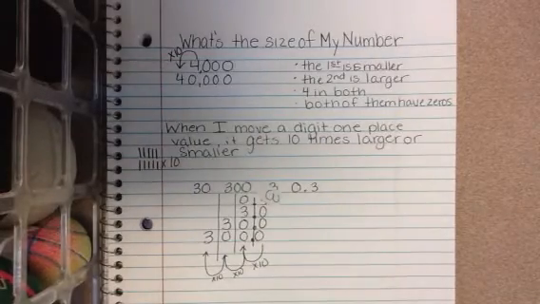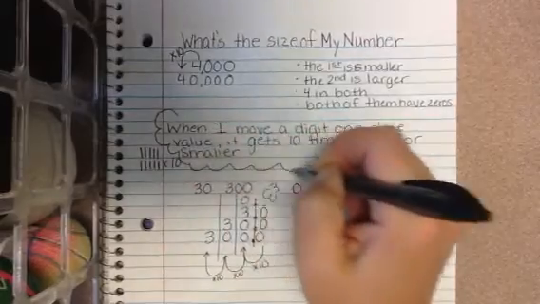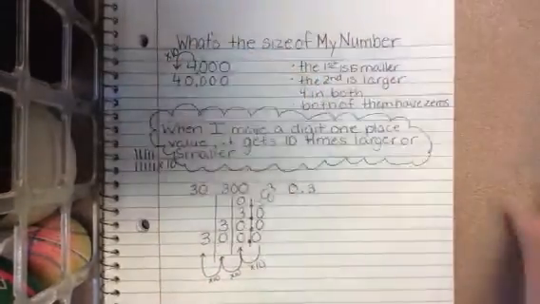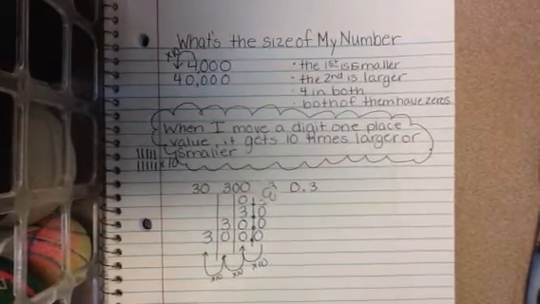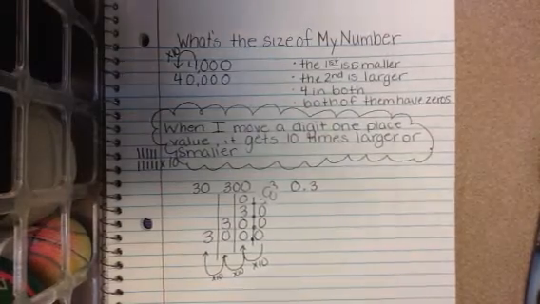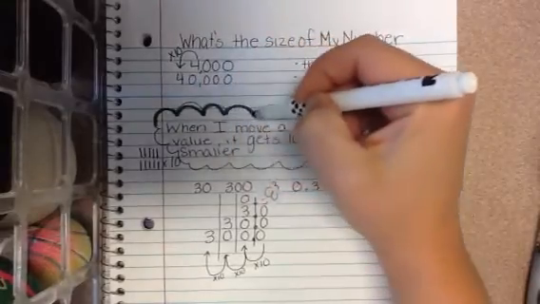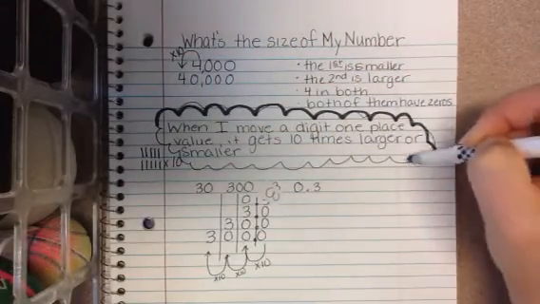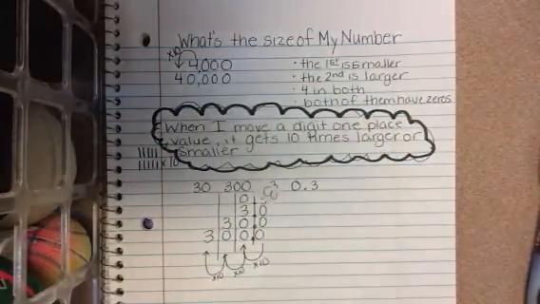This is a very important concept that we're getting right here, so I'm going to kind of make this stand out. So as I'm flipping through my notes and I need to go back and refer to this, I have this here. Let's see if I can find a highlighter over here. I don't seem to have one right here. So when I move a digit one place value, it gets 10 times larger or smaller.